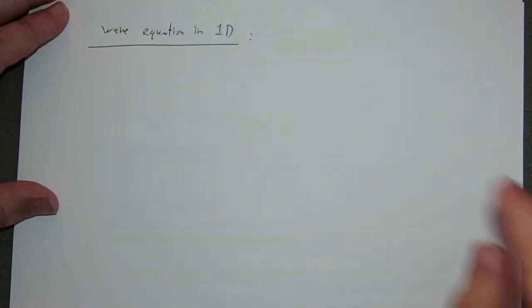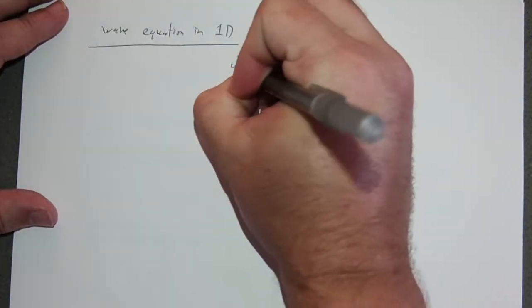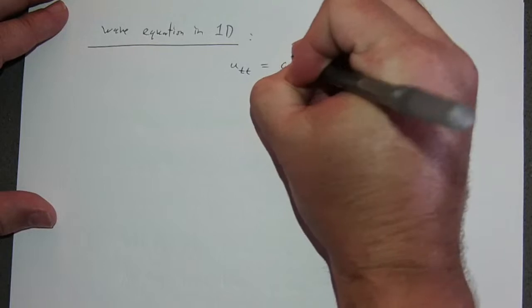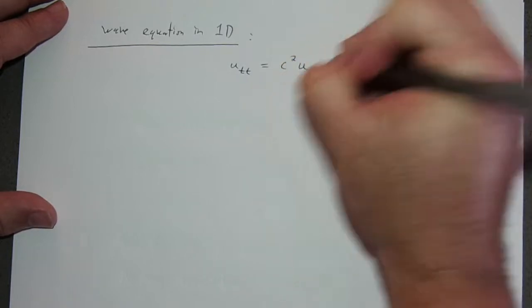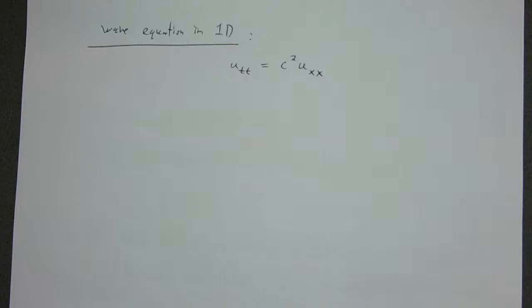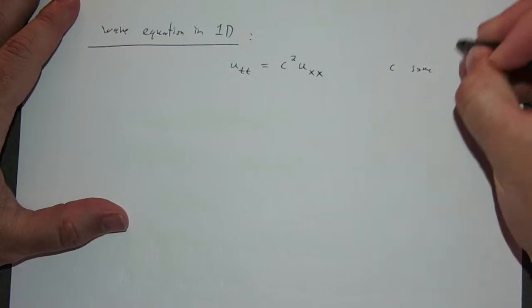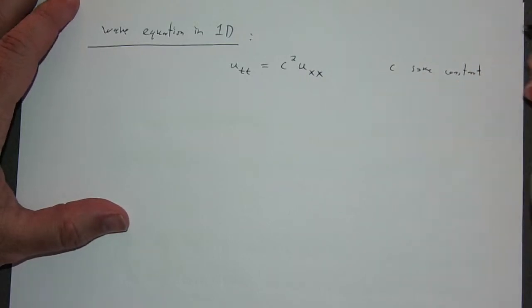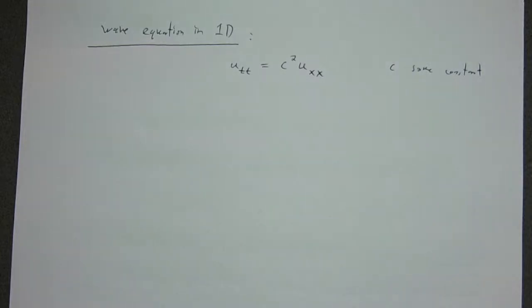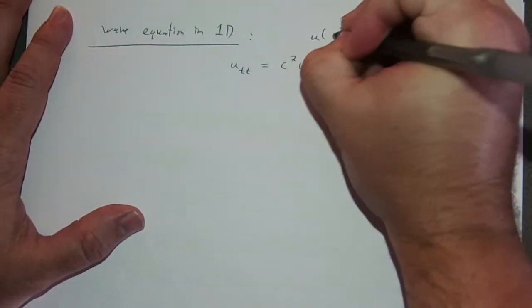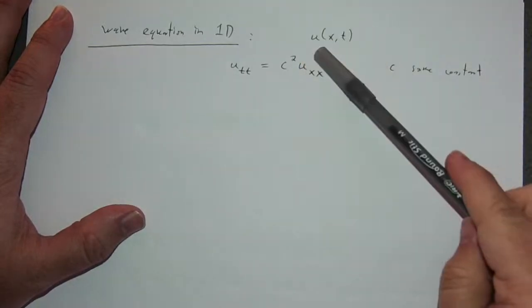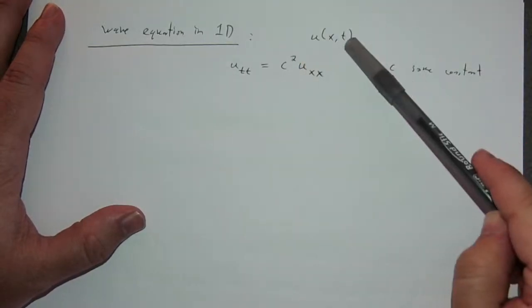So, the wave equation in 1D. It is u sub tt equals c squared u sub xx, where c is some constant. Here's the classical 1D wave equation. So we seek a function u of one spatial dimension x and one time dimension t.